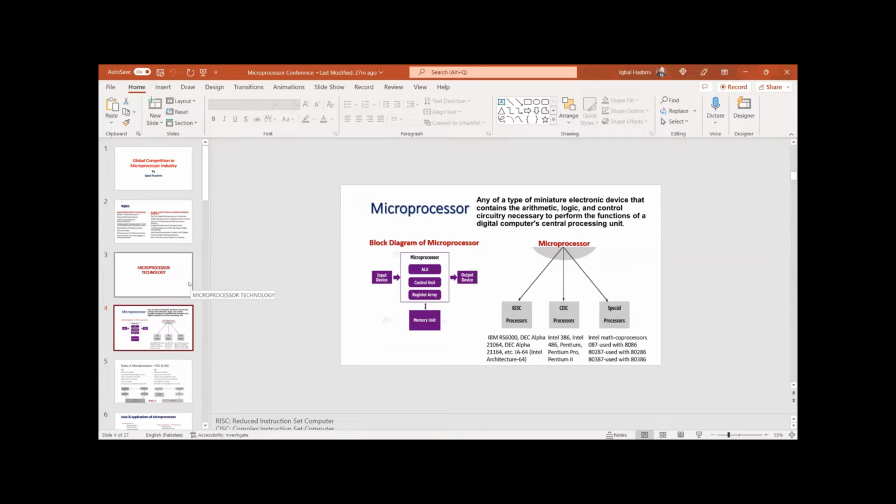RISC processors are the IBM RS6000 and the latest one is IS64. CISC processors, that is, complex instruction set computer processors, are the Intel 386, and now we are in the era of Pentium and i5, i7. And there are special processors which are used these days, particularly the Intel math coprocessor, which was in common use. Now graphical user interface and voice recognition systems, these two also require special processors.